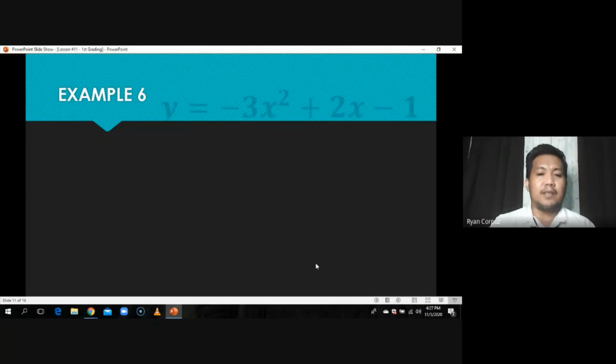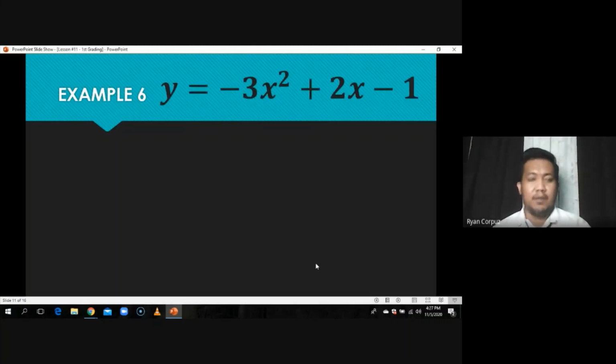So let's have another example. Let's have here example number 6. So for example number 6, the given is negative 3x squared plus 2x minus 1. So ito, in quadratic function, it's not anymore important na kahit negative yung a mo. Hindi katulad sa quadratic equation na sinolve natin na dapat yung a natin is positive. In quadratic function, it doesn't matter whether your a is positive or negative. Still acceptable siya, considered pa rin siya as quadratic function. So ganun pa rin yun.